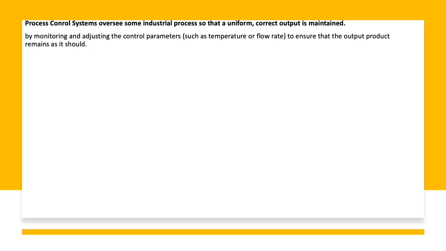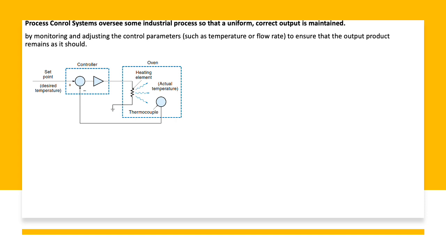Process control refers to a control system that oversees some industrial process so that a uniform, correct output is maintained. It does this by monitoring and adjusting the control parameters, such as temperature or flow rate, to ensure that the output product remains as it should.